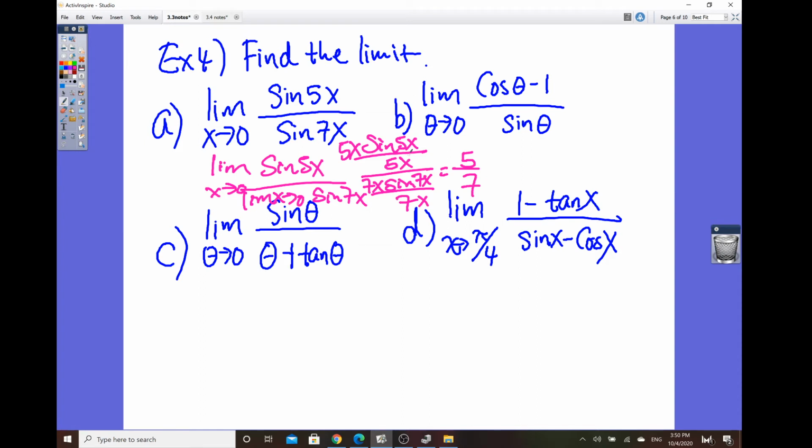Again, sine of 5x over 5x, that's just 1. And then sine of 7x over 7x, that's also considered 1. And then 5x over 7x, what is it? 5 over 7.